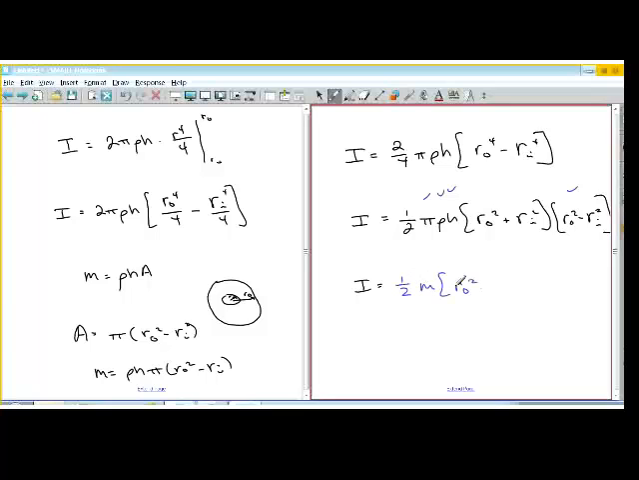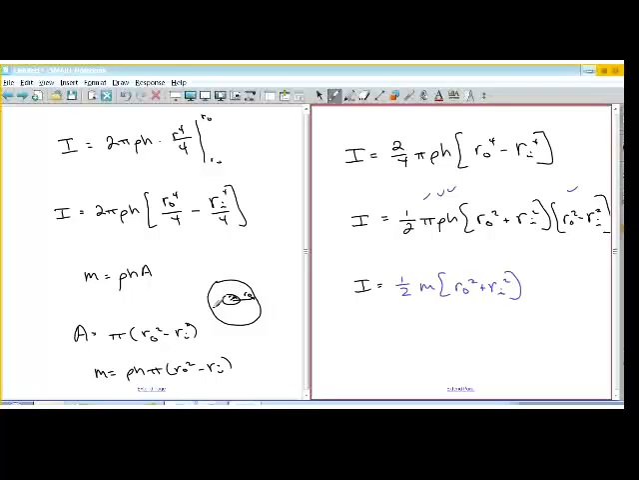So what we'll get is 1/2 m times r sub out squared plus r sub in squared. And that's the answer that's in the book. And as a note, they say to check for the solid cylinder: r sub I is equal to 0, and so this part drops out, and you get just 1/2 mr squared.